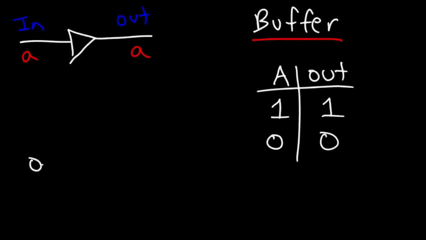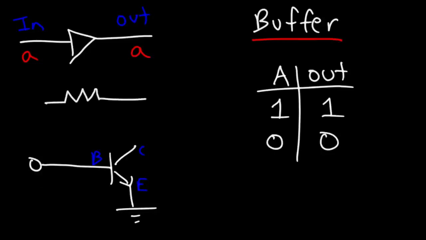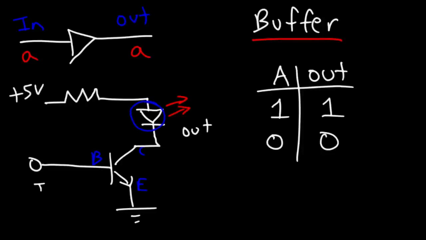Now let's draw a circuit to represent this. And the principal element of this circuit will be an NPN transistor. This is the base, this is the collector, and this is the emitter. Now we're going to connect this to a power source, and we're also going to use a light emitting diode. Now the light emitting diode is going to represent the output of the circuit. Now let's connect this to a voltage source. So here is the input, which we'll call input A.